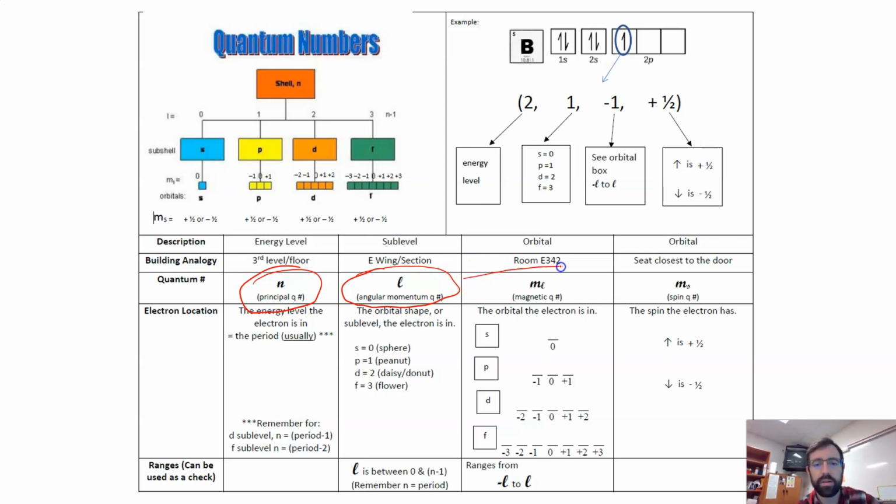And then ML is going to tell you which orbital it is in. So for S, there's only one option. For P, it could be in any of the 3 orbitals, and then D, it's got 5 different options. And then for F, there are 7 possibilities for this quantum number. And then MS, and by the way, you don't need to know what the numbers are called, but the last quantum number is the spin quantum number, and it's going to have a value of 1/2, either positive or negative. Positive 1/2 means it's the arrow that's pointing up. Negative 1/2 means it's the arrow that's pointing down.